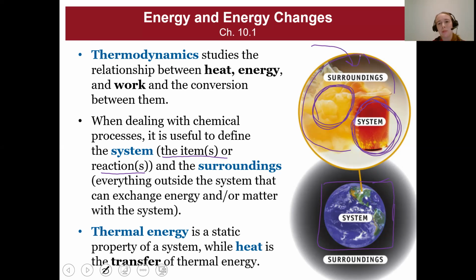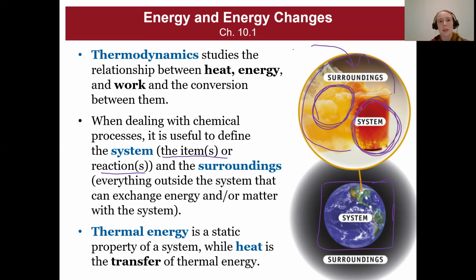But like your book mentions, we typically are only considering the immediate surroundings, like maybe our chemistry lab room as the surroundings. We're not talking about the rest of the universe, really. We don't need you to measure temperatures or pressures of the rest of the universe, just your immediate surroundings.